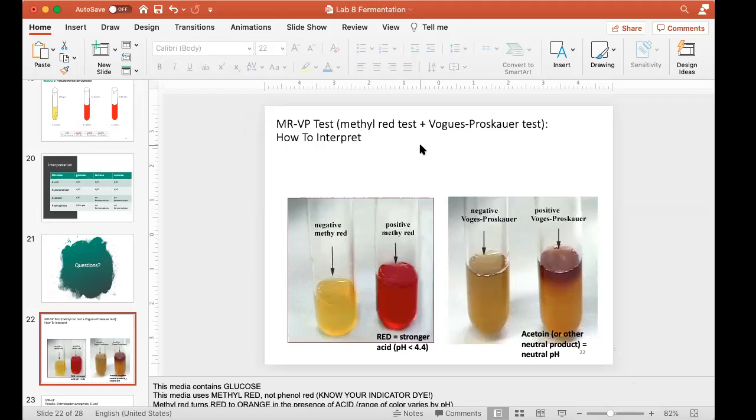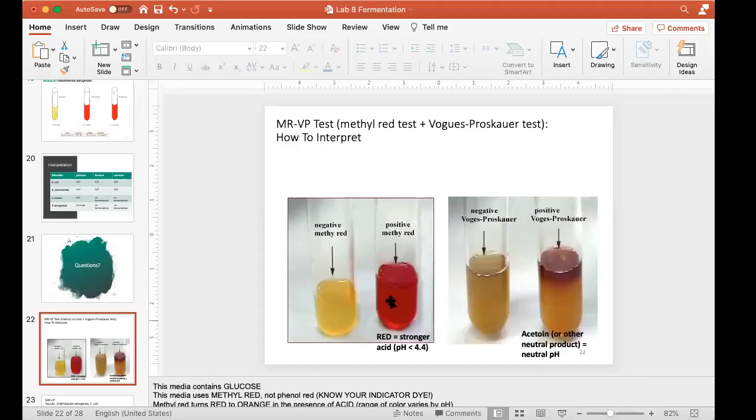Now, the other unusual thing about this is that we're introducing a new indicator dye. We're not using phenol red here. We're using methyl red. We're still going to be looking for a color change, but it's going to be the reverse of what we're used to. So that's why it's important to remember: the methyl red test uses methyl red as the indicator dye. And methyl red is going to start out yellow and turn red. So that's exactly the opposite of what we've seen, right? Normally we expect the medium to start red and turn yellow if there's any acid, but this is exactly the opposite. This medium begins yellow. So we're going to look for a red color to develop as a positive result.